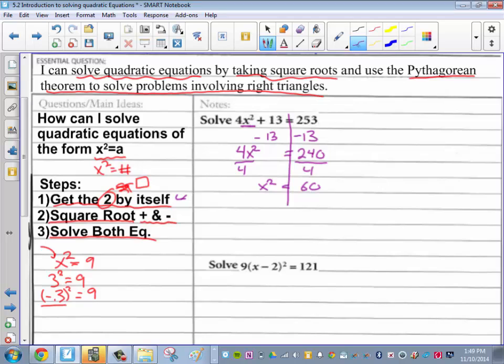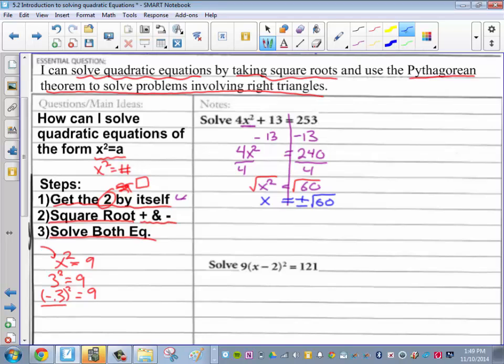Let's make sure I did this right. 240 divided by 4. Yep, okay. Now, once you get the x squared by itself, you need to take the square root, and you're going to have a positive or negative value. So we're going to take the square root of both sides. I'll do that in red, so it stands out. Take the square root. And this is what you get: x is equal to plus or minus the square root of 60. There's your solution.